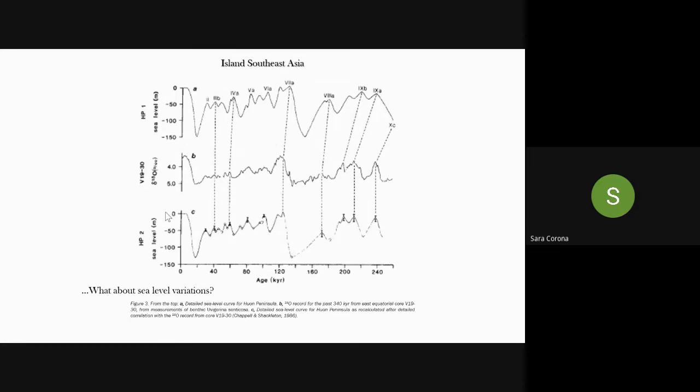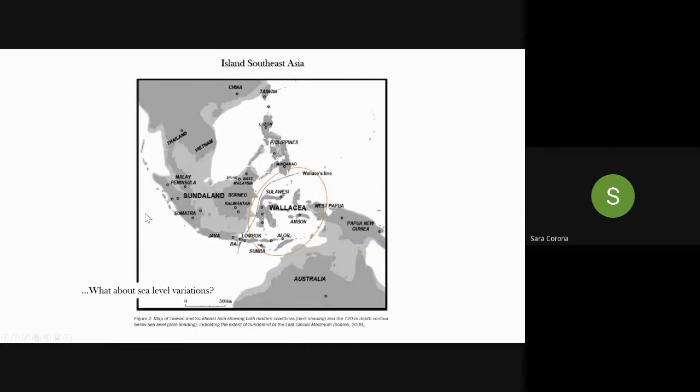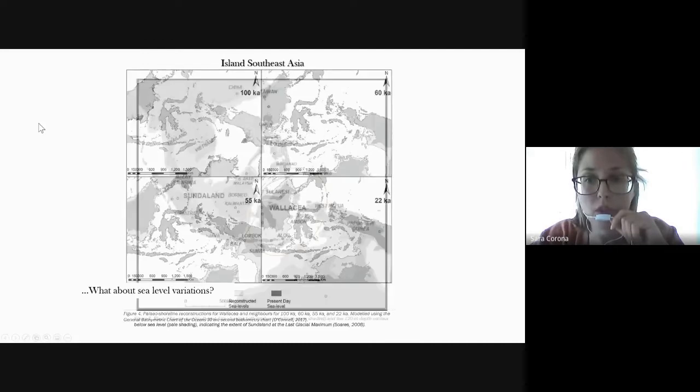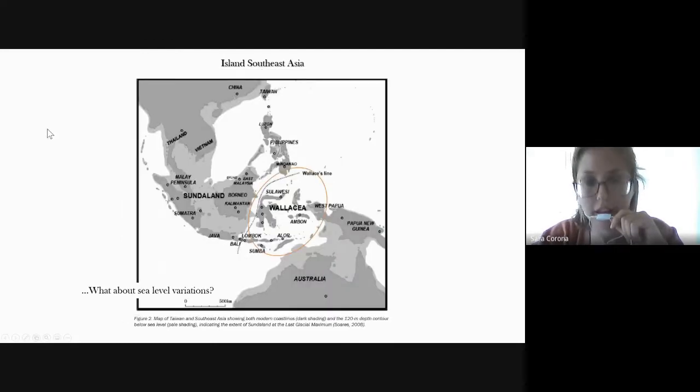If you could click again. Okay, so these are the paleo shoreline reconstructions at 100,000 years ago, 60,000, 55,000, and 22,000 years ago, according to the most recent work that has been published on the topic, the one by O'Connell, published in 2017. If you could click again.